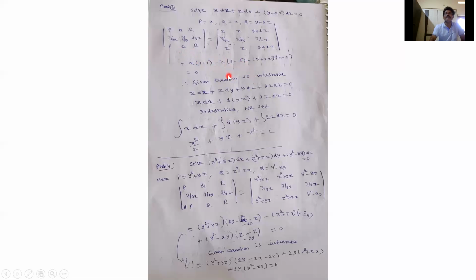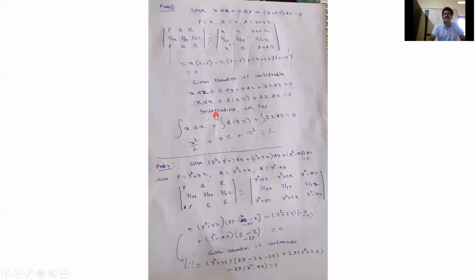Once it is integrable, we have to find the solution. But this equation can also be solved directly. By regrouping, we see x dx plus z dy plus y dz plus 2z dz. So x dx can be directly integrated. z dy plus y dz can be written as the derivative of yz. Plus 2z dz.